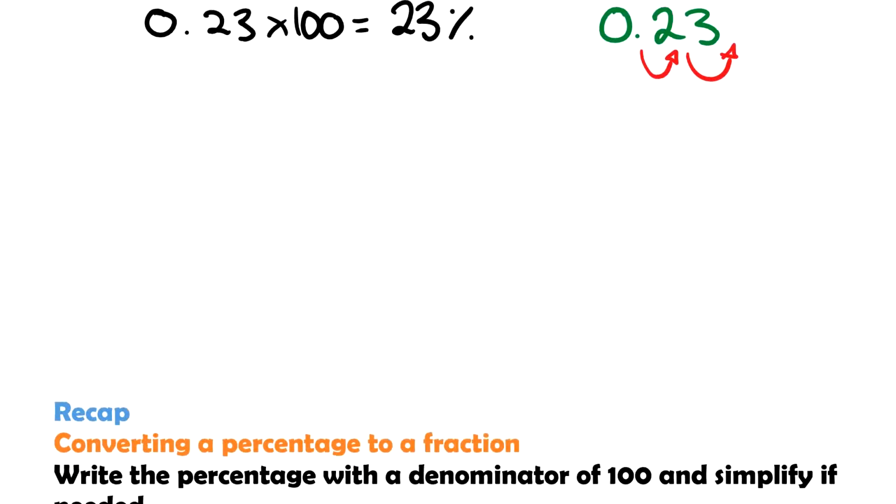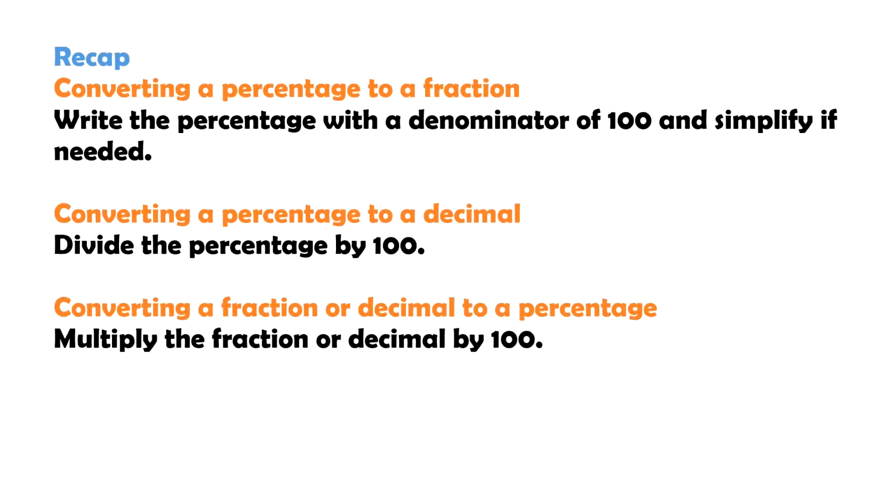Alright, so to recap what we've covered: when you're converting a percentage to a fraction, you just put it over 100, so the denominator becomes 100, and simplify it if you can. If you're converting a percentage to a decimal, we're dividing that percentage by 100, and remember that the decimal point moves to the left 2 positions. When you're converting a fraction to a percentage, you just multiply it by 100. You can just put it straight in the calculator, it's easy. If you're converting a decimal to a percentage, you can use the quick way, and the decimal place moves to the right 2 positions.